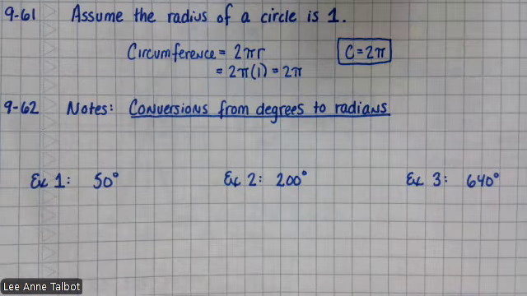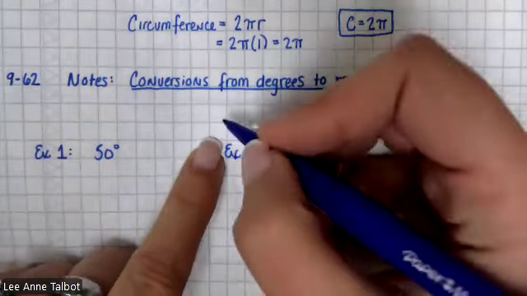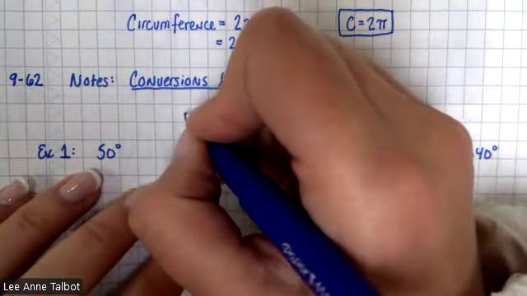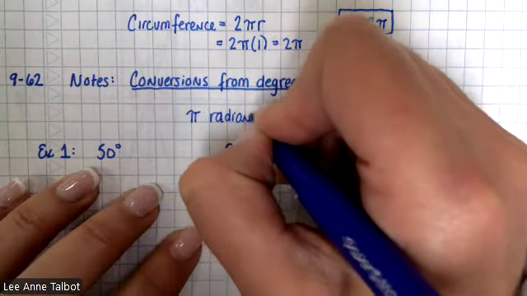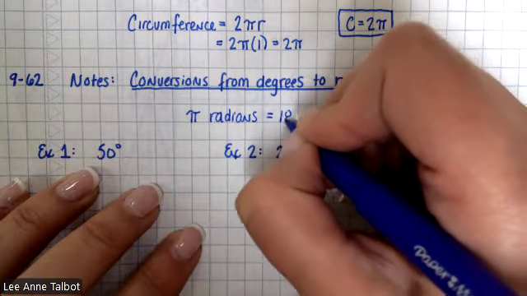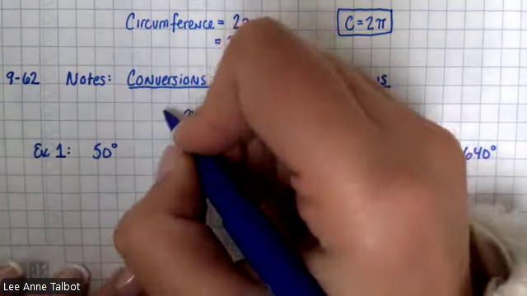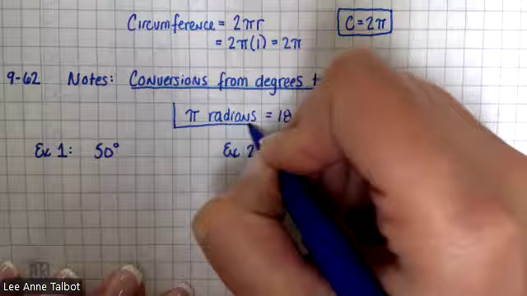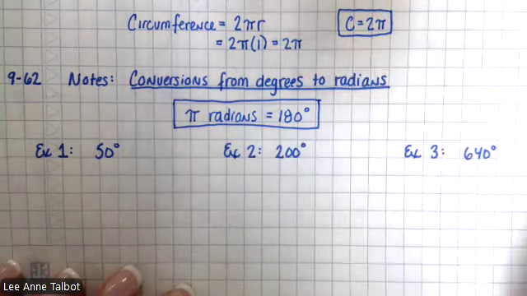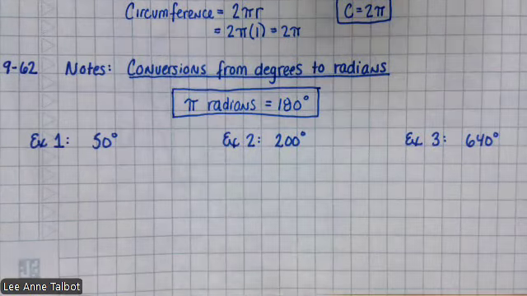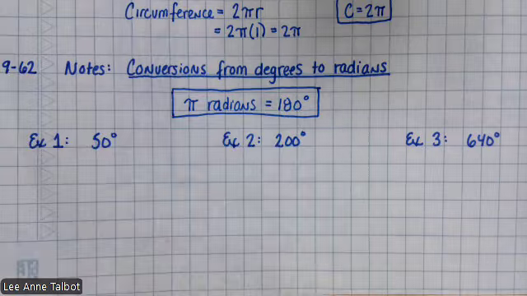Okay, now we're going to get into the conversion bit. And what I want you to do up here is make your conversion box. So we're going to say pi radians equals 180 degrees. So this is going to be the conversion that we use every time. All of our conversions are going to have the same conversion factor, which is going to be great. Just throw a box around it so you can see it easily.